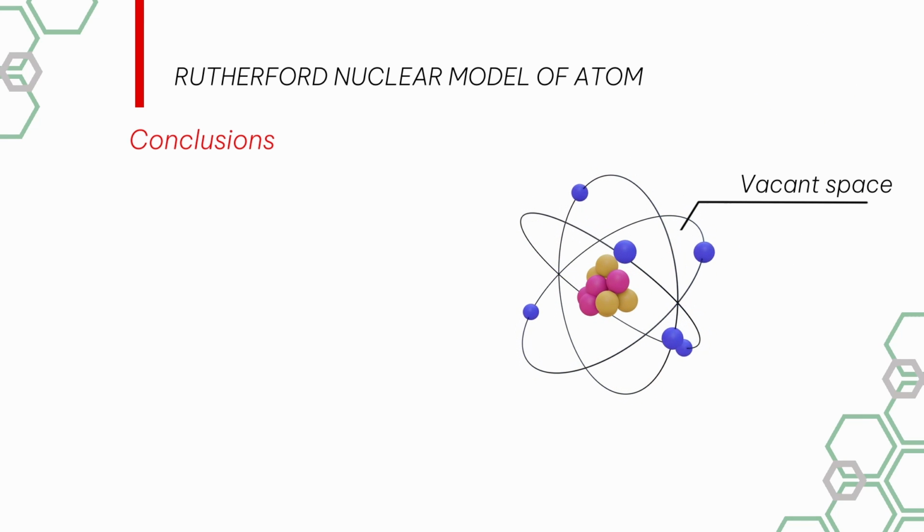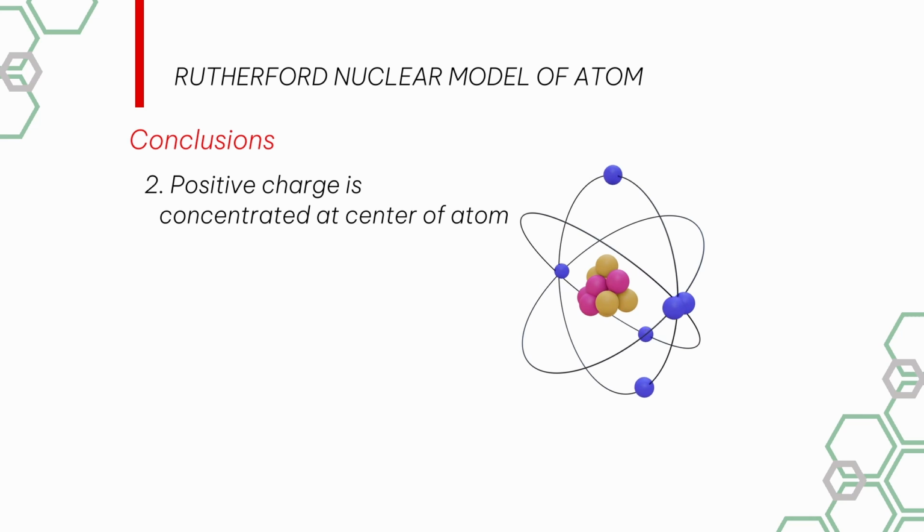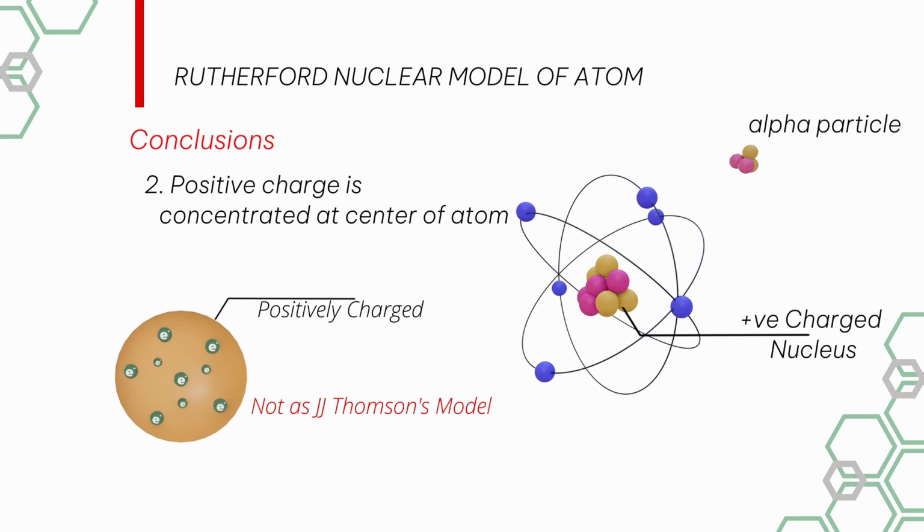Most of the atom's space is empty, because most of the alpha particles pass through the gold foil without deflecting. Second, because some alpha particles deflected through a small angle, and only a positively charged particle can deflect a positively charged alpha particle, it means that the positively charged particles in an atom are confined to a very small volume, at one place. Positive charge is not uniformly distributed over the atom, as said by J.J. Thomson.